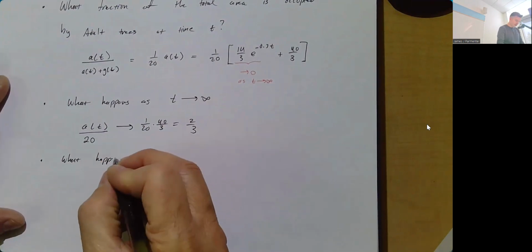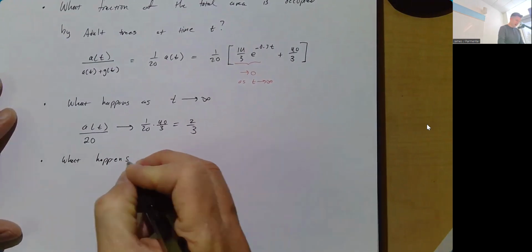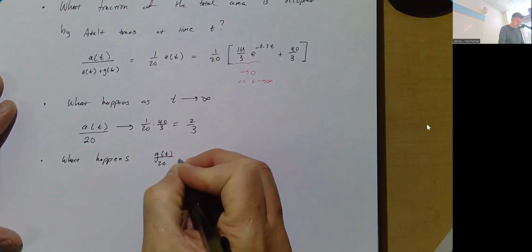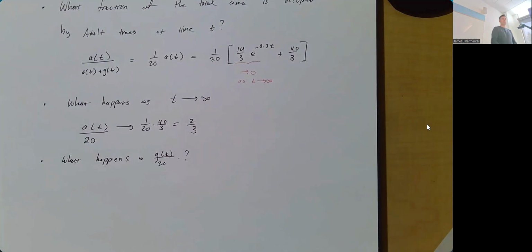So in a similar way, if the fraction of space taken up by adult trees is 2 thirds, what fraction is taken up by the gaps? Well, if the adult trees take up 2 thirds of the space, the gaps have to take up 1/3 of the space. Here's why this is interesting.